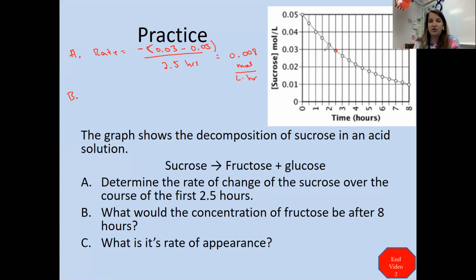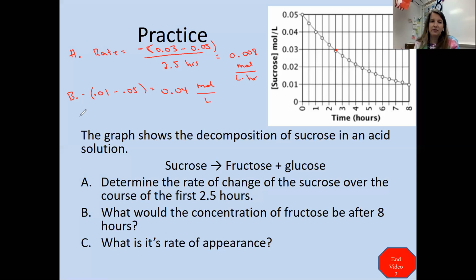So let's find a change in concentration here. So we end up with, after 8 hours, 0.01. And we started with 0.05. So our concentration of the fructose is going to be 0.04 because that's how much of the sucrose disappeared. And it's a 1-to-1 ratio. So that's going to be how much fructose appeared.